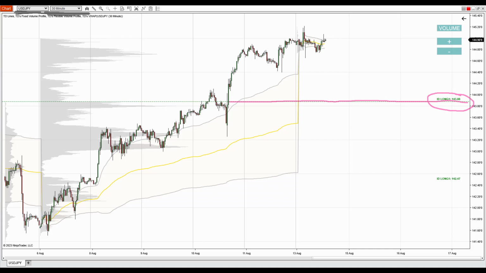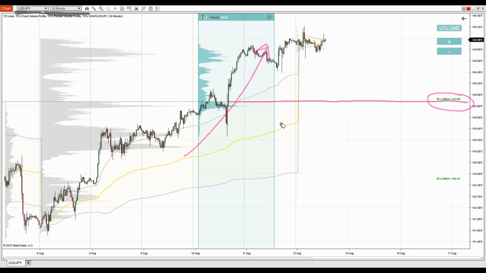143.88. If I draw the volume profile over this steep uptrend area, then you can see that massive volumes were traded here. So to me, it looks like when the buyers were pushing the price upwards, they were adding massively to the long positions in here.